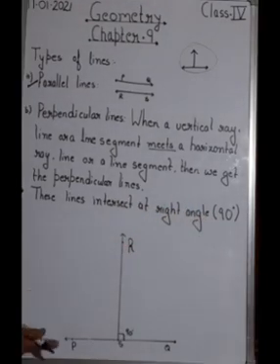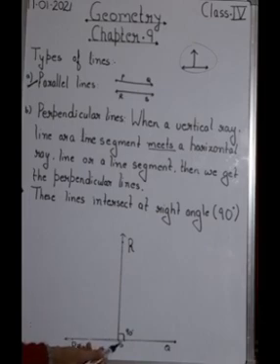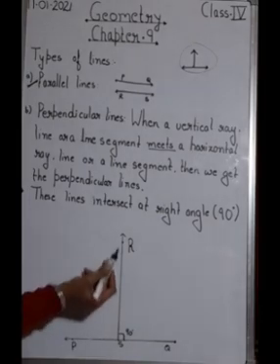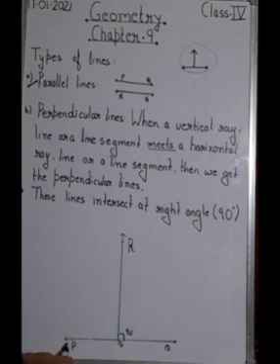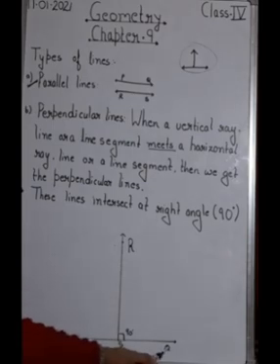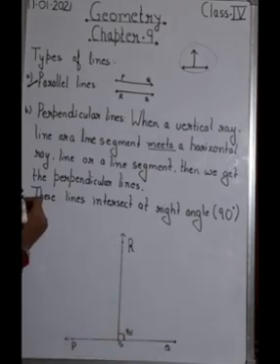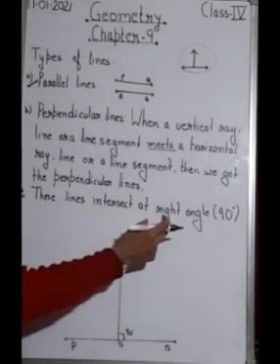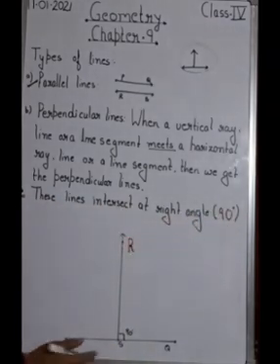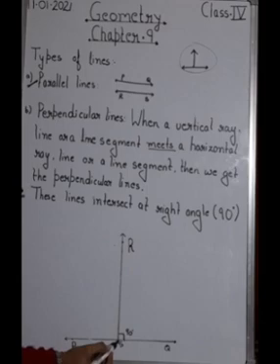I have drawn perpendicular lines over here also. You can see that this is ray SR, and it is perpendicular to line PQ. The second point I have written is that these lines intersect at an angle of 90 degree. You can see that they are intersecting each other at point S. So here they are forming an angle of 90 degree, or you can say right angle. The measure of this angle is 90 degree.